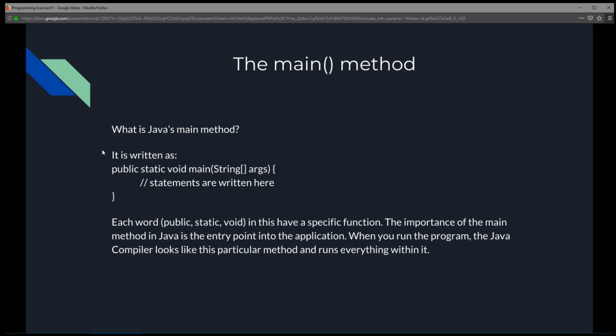All right. So as we can see, each word in the main method, public static void, has a specific function. Don't worry too much about it. Just know that the importance of the main method is that in Java, it is the entry point into the application. When you write your class and your main method, and inside that main method you have a whole bunch of statements, all your code, when you run the program, the Java compiler looks for this particular method and runs everything within it. And of course, we'll go into more detail in the programming exercise and in future exercises.